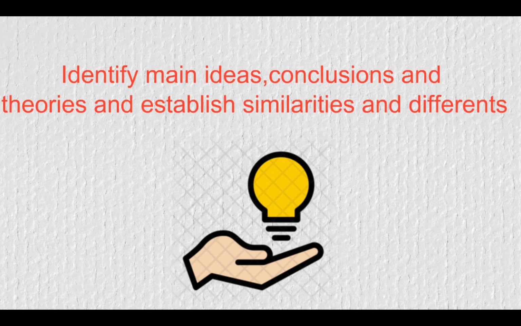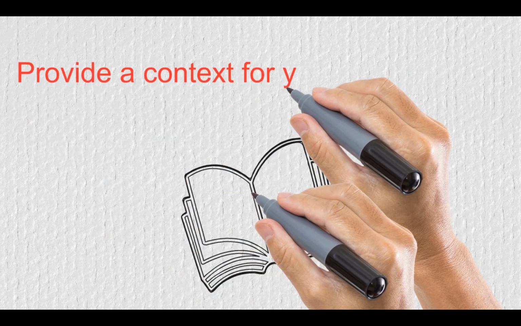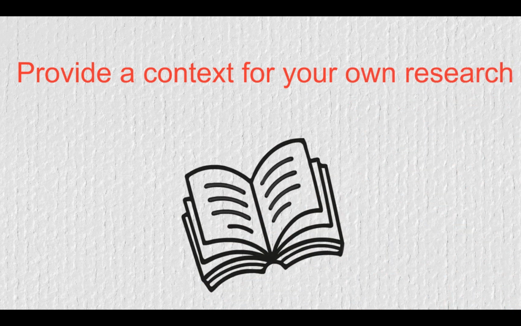The next important point of the literature review is that it provides us a context for our own research. So it provides the way for our own research, how to go about it, what to do in our research. So it provides the main context for our research. It clarifies the path in our research work. So we know what to do with our research work after doing the literature review.